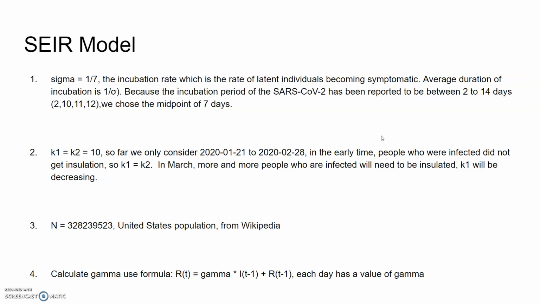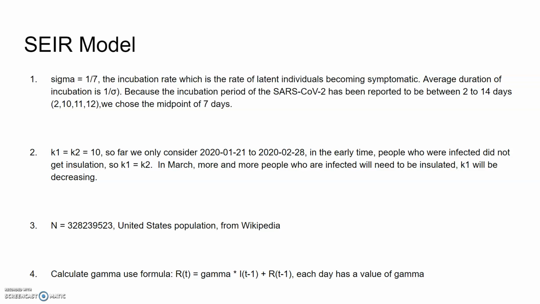For the SEIR model, we need to set some parameters. First is sigma, which is equal to 1 divided by 7. The average duration of the incubation is 1 divided by sigma, because the incubation period of SARS has been reported to be between 2 to 40 days. So we choose the middle point, 7 days.